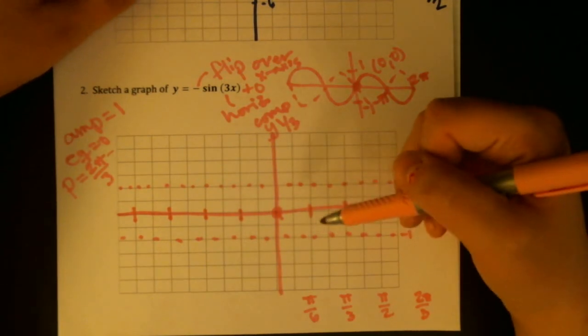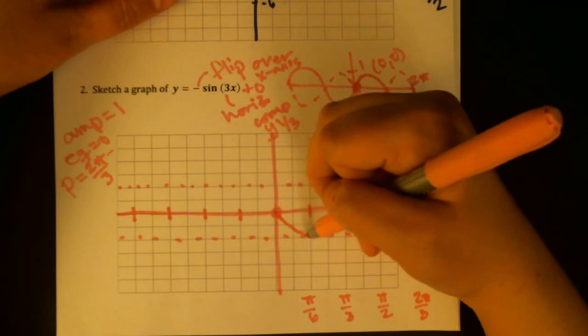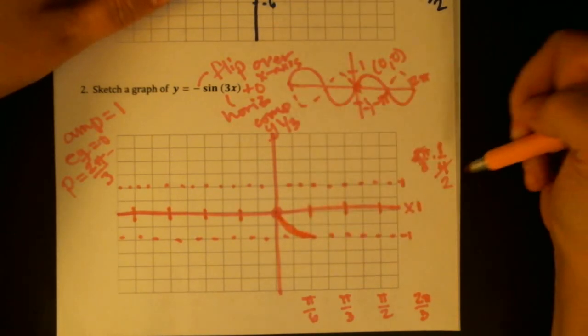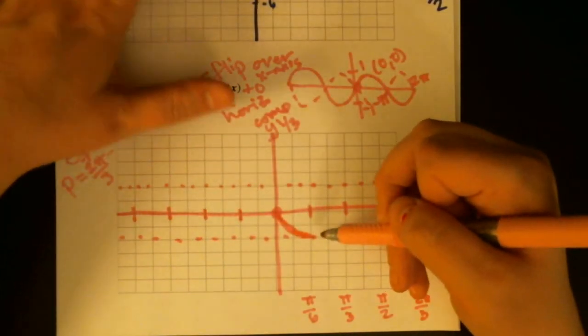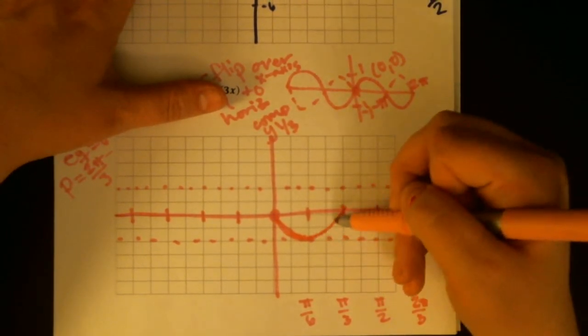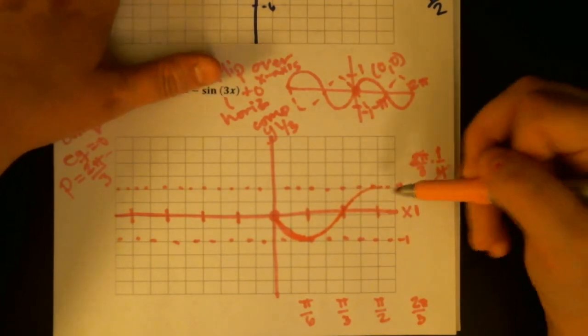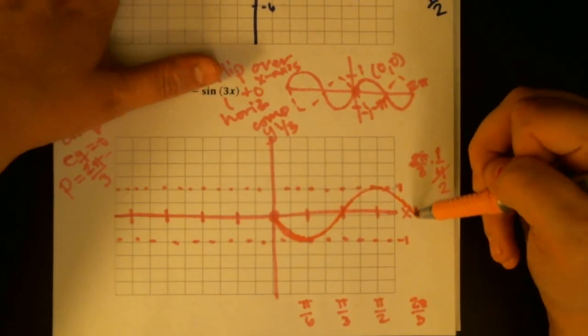Okay, so we start at 0, 0, and we head down, and in a quarter of our period, so pi over 6, we should hit the bottom. And then we should head back up to equilibrium within a quarter of our period, and then up to maximum, and then back down to equilibrium.